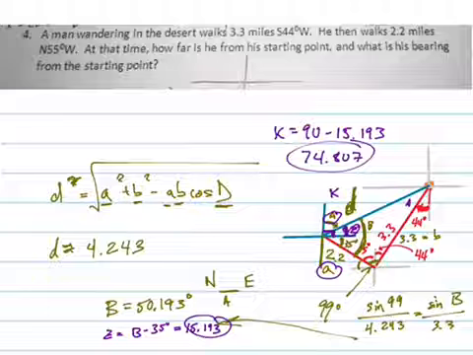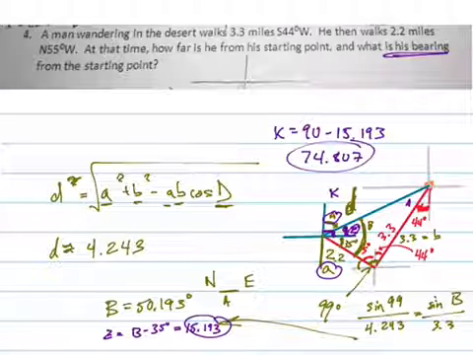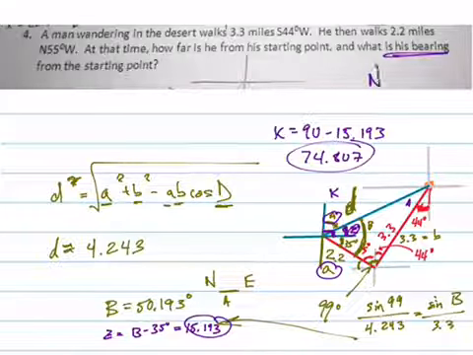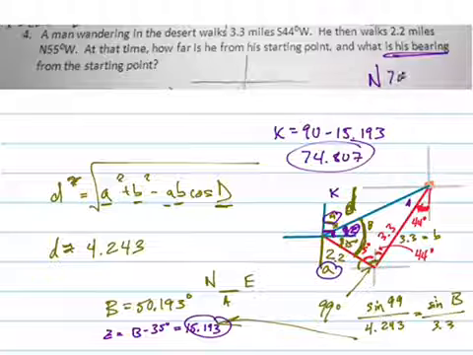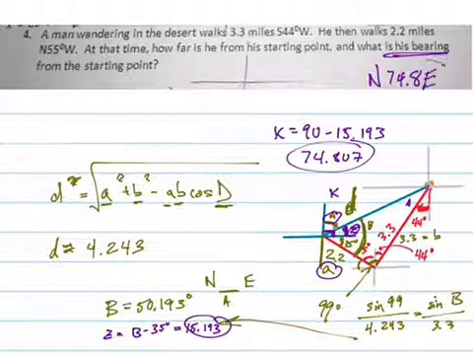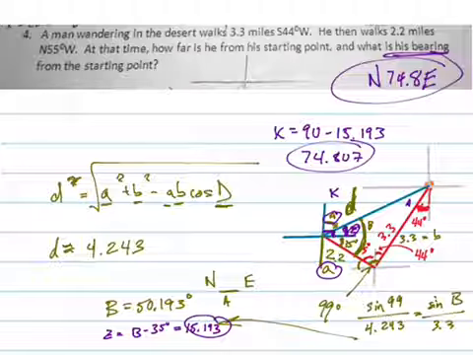So now I write, what is his bearing? His bearing is north 74.8 east, rounding it. North 74.8 east. That's my answer if I did everything correctly.